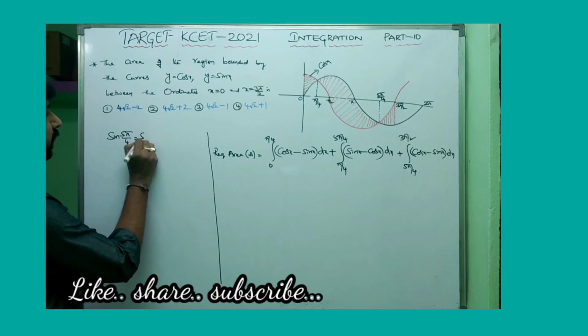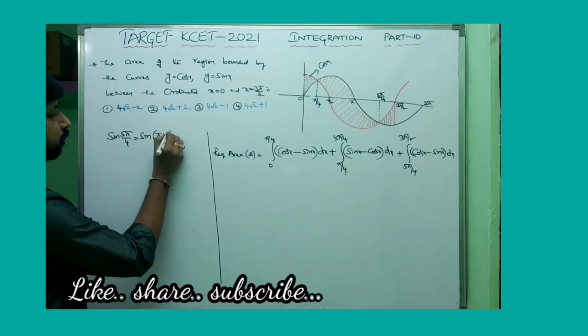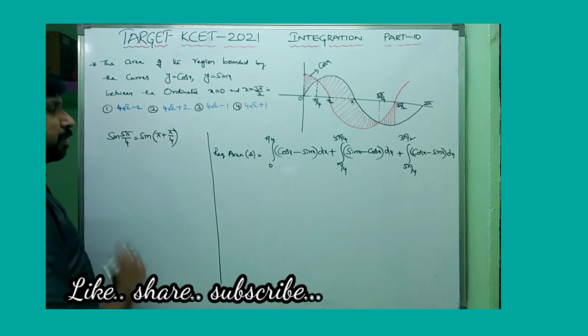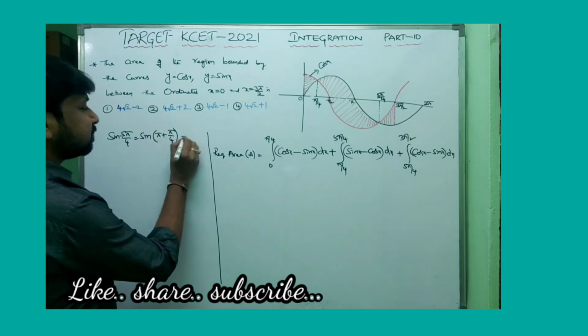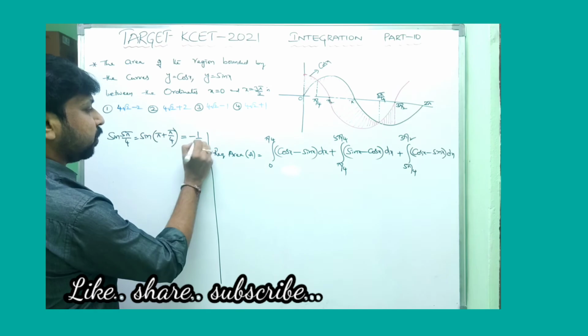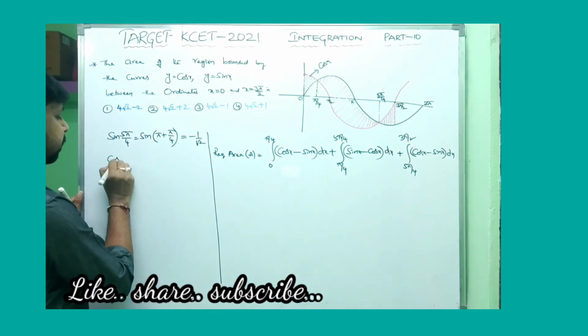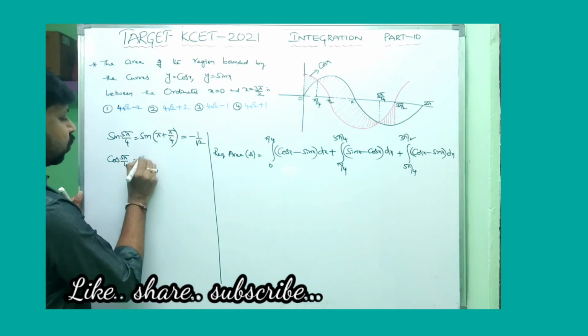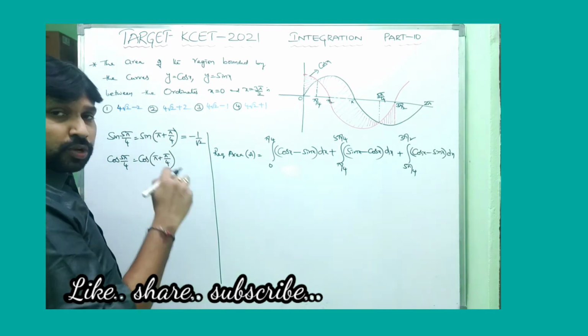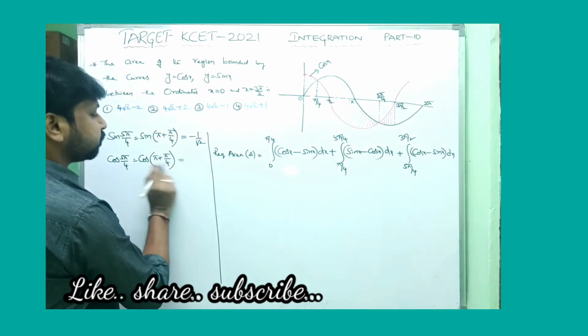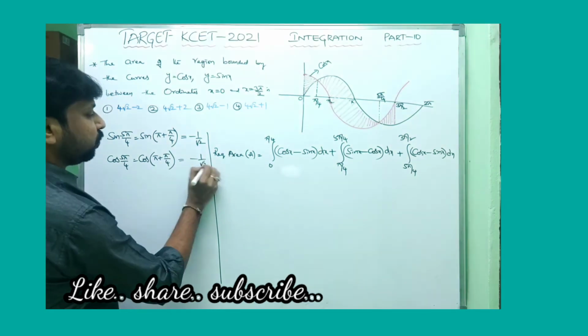Sin 5 pi by 4 can be written as sin of pi plus pi by 4. Sin of pi plus pi by 4 is in the third quadrant, where sin is negative. So this is minus sin 45, which is minus 1 by root 2. Next, cos 5 pi by 4. So cos of pi plus pi by 4, the same result only. Why? Because cos is also negative in the third quadrant. So cos 45 with minus sign, minus 1 by root 2.